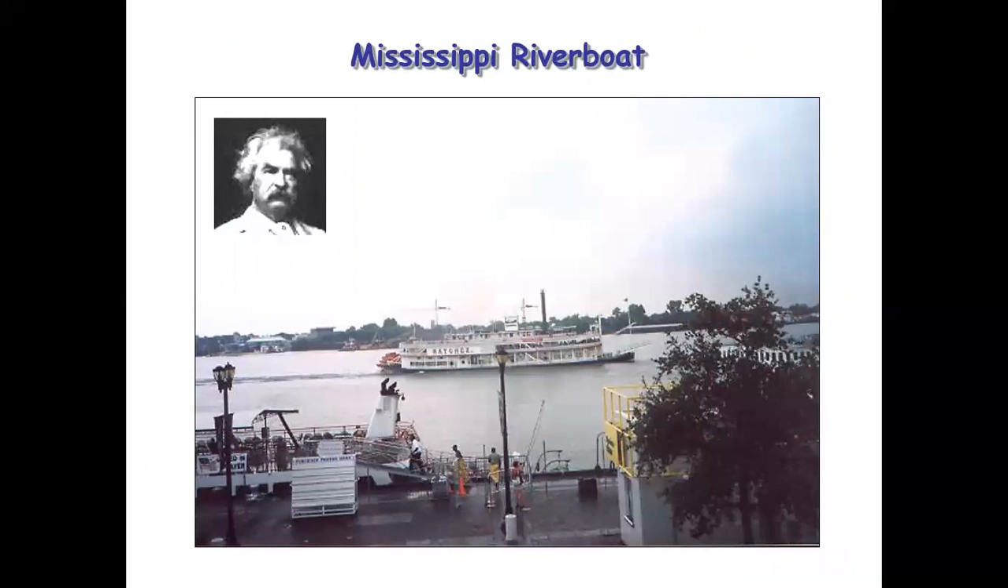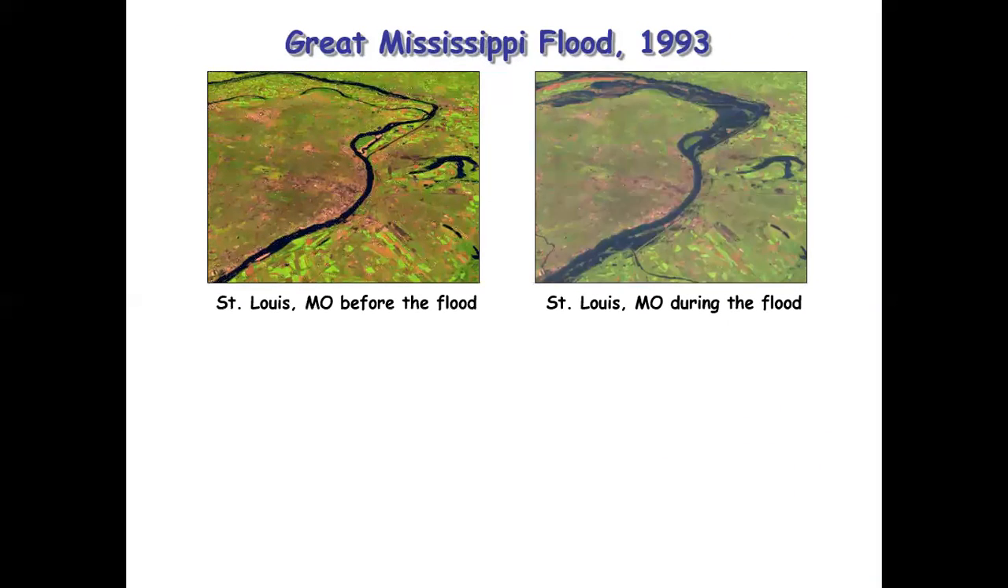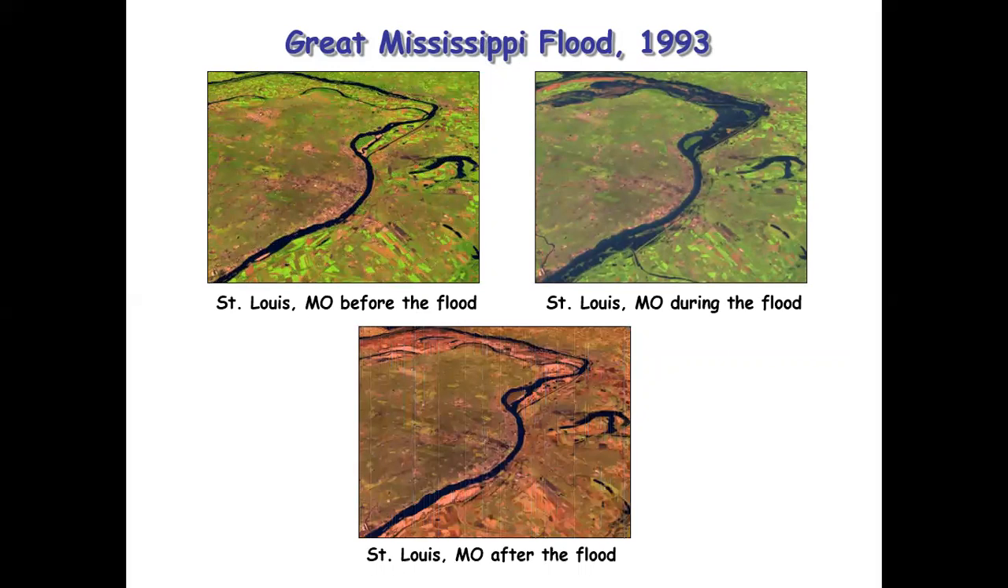Right? One thing the Mississippi River is known for are those river boats, the big paddle boats like this. And also, some of you may know who this guy is. This is Mark Twain, a famous American author. He sailed up and down the Mississippi River in his time. He also wrote a lot about the Mississippi River and the river boats. All right. In 1993, there was a massive flood with the Mississippi River down in the St. Louis, Missouri area.